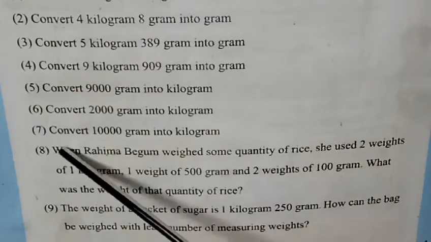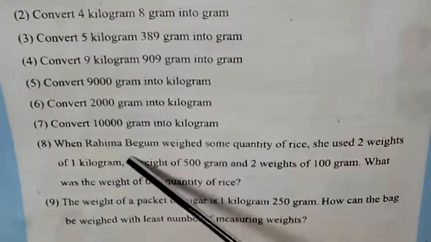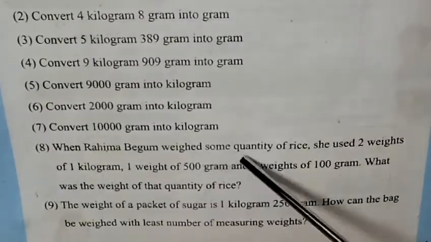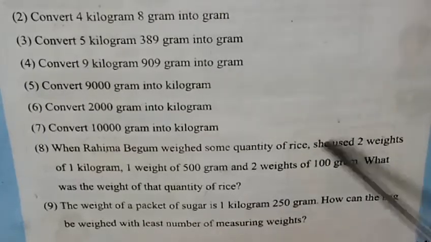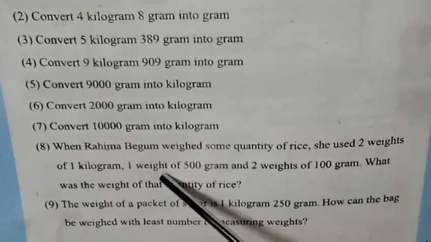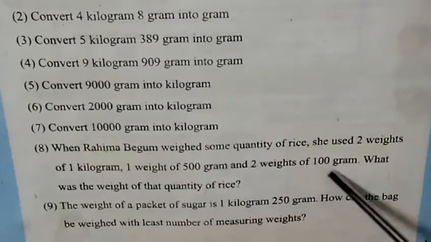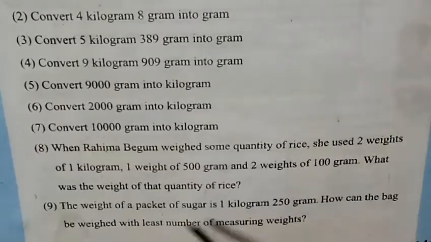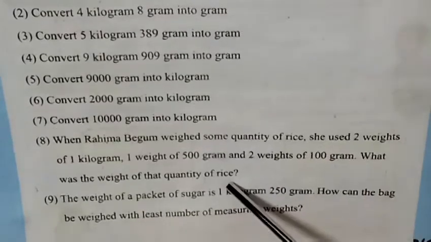Exercise 100, page 8, number 1, first math. When Rahina Begum weighed some quantity of rice, he used 2 weights of 1 kilogram, 1 weight of 500 gram, and 2 weights of 100 gram. What was the weight of that quantity of rice?